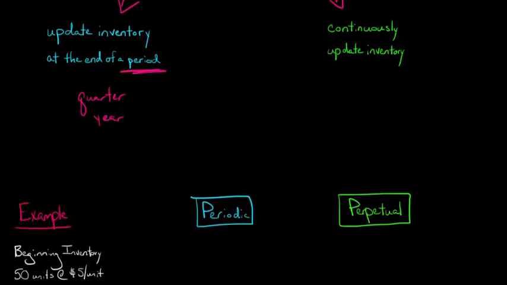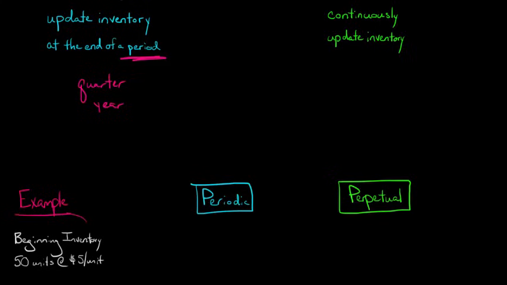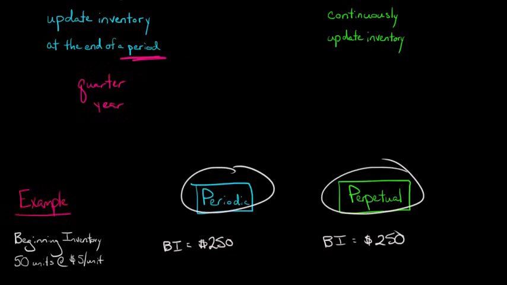So let's walk through an example. Let's say that we have in our beginning inventory 50 units that came at a cost of $5 a unit. Under both the periodic and the perpetual system, we'd have the same amount of inventory. We'd have $250 as our beginning inventory. I'll just abbreviate BI. So BI is going to equal 250 for both the periodic and the perpetual system.